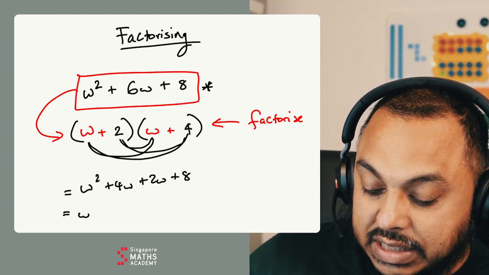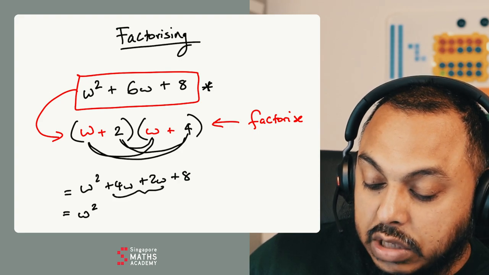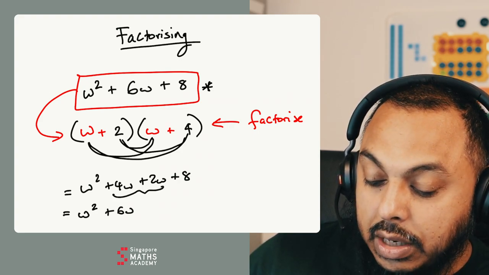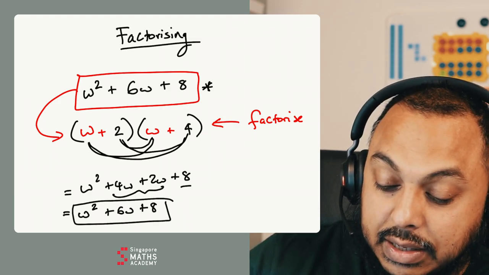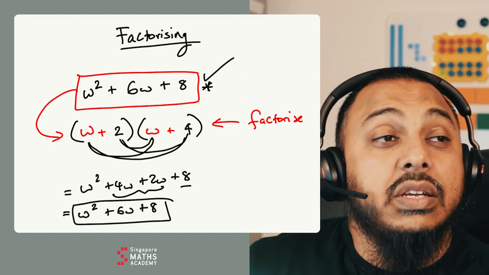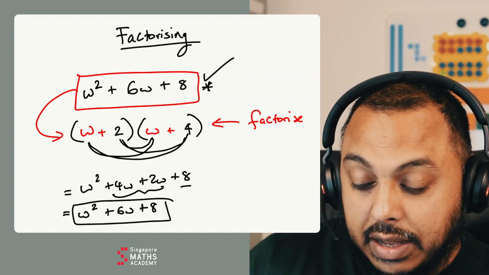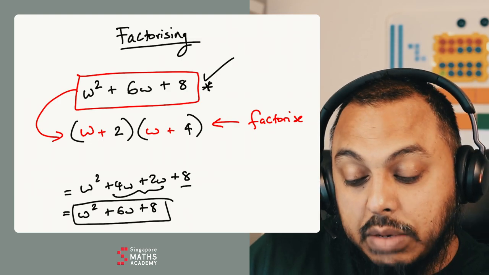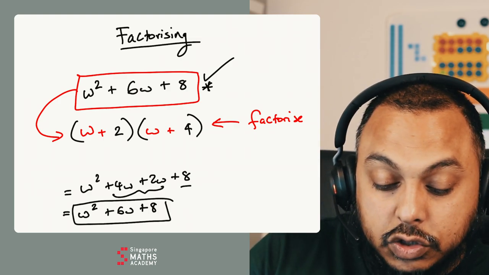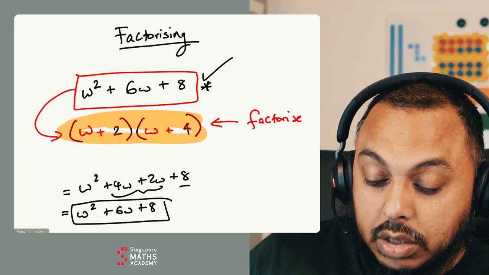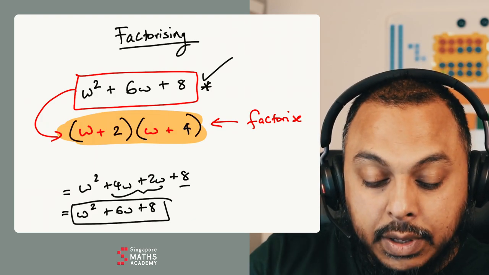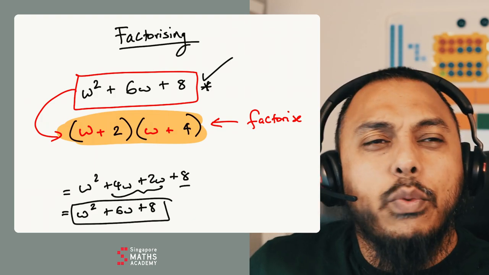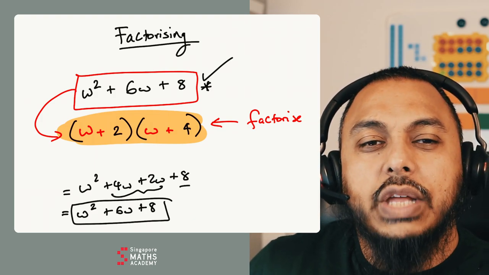And what do I get if I simplify? w squared, 4w plus 2w is 6w. And I've got plus 8 here. w squared plus 6w plus 8 is exactly what I needed for it to be correct. So factorizing w squared plus 6w plus 8 is going to be w plus 2 in one bracket and w plus 4 in the other bracket. So we're going to go through maybe one more example with you just to make sure that you've understood that.